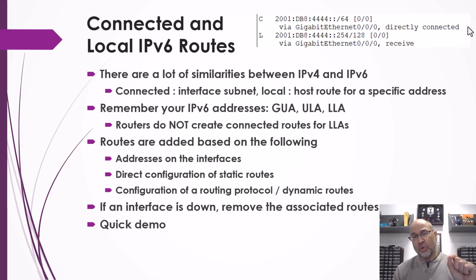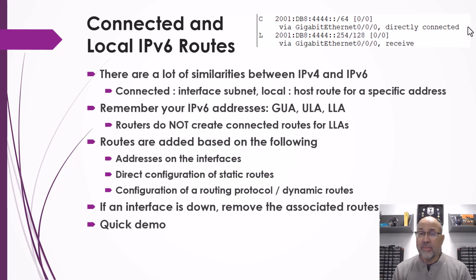Whatever address you put on the interface and the mask, we're going to get an entry for that. We're going to get an entry for the interface itself, and then that allows us to do configuration of the static routes themselves. And then lastly, if you're running a routing protocol, right? So if you're running OSPFv3 or something like that, then you're going to get dynamic routes.